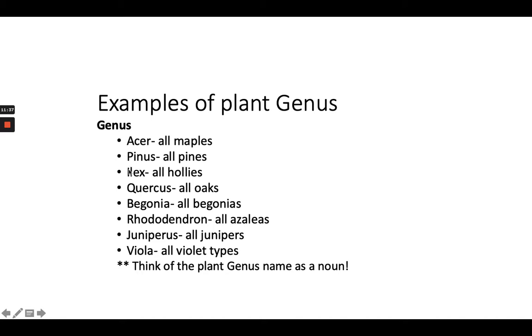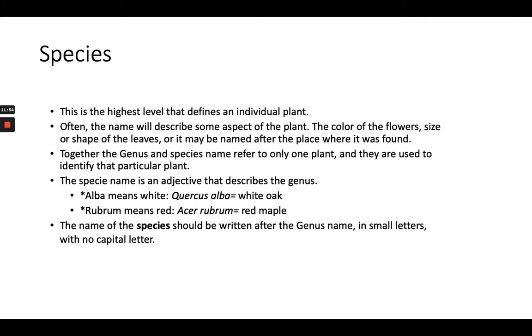Acer would be the maples, Pinus is going to be pines, Ilex would be all hollies, Quercus is the oaks, Begonia is the begonias, Rhododendron is going to be azaleas, Juniperus is going to be junipers, Viola are going to be different types of violets. Think of the plant genus name as a noun.